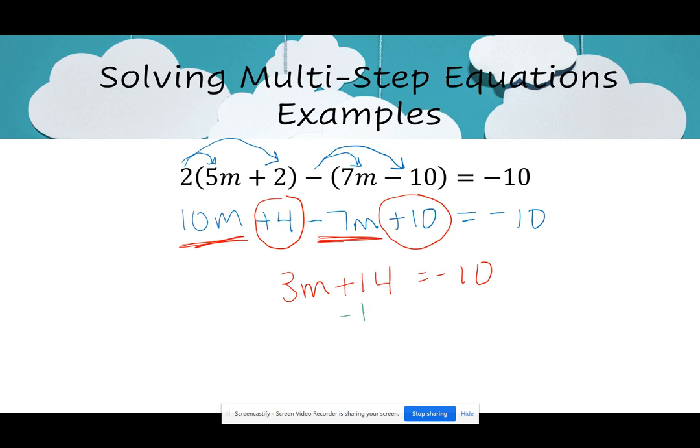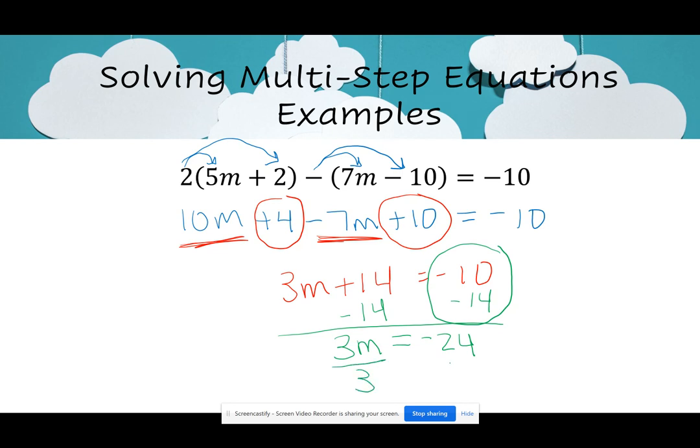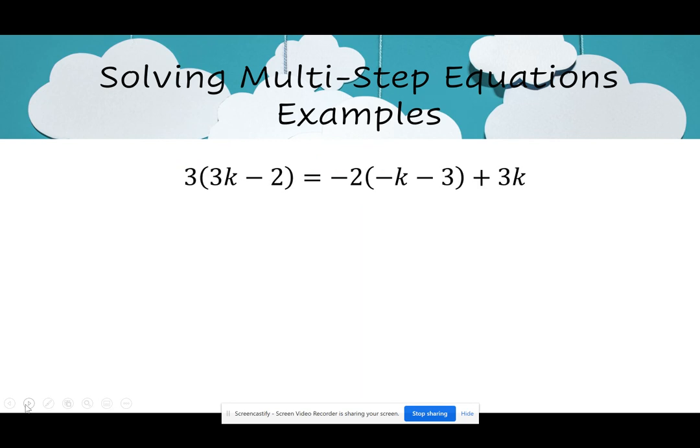So we want to get rid of this 14. So I'm left with 3m equals negative 24, because negative 10 minus 14 gives us negative 24. And your last step is to divide by this 3. So we get that m equals negative 8. Again, you could plug this back in to check your work. But these are pretty much the steps we'll be following every single problem.